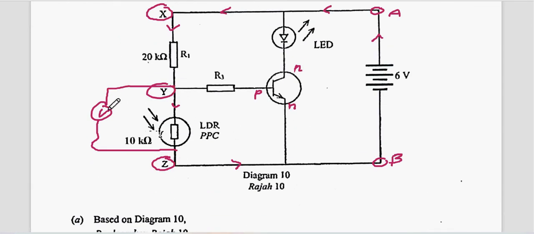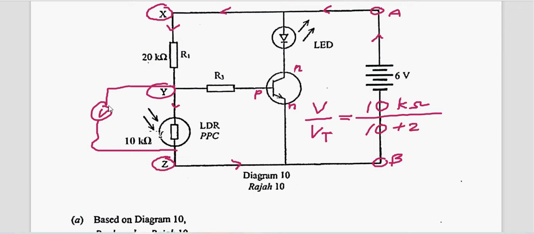You want to determine V. So the formula will become, I just write here, V divided by VT equals the resistance. The resistance for the LDR now is 10 kilo ohm. So I just put 10 kilo ohm divided by the total, which will be R1 plus LDR. So should be 20 plus 30. I can write directly, or I do it like this: 10 kilo ohm plus 20 kilo ohm. In this case, you can cancel the unit. So VT will be this 6 volt.